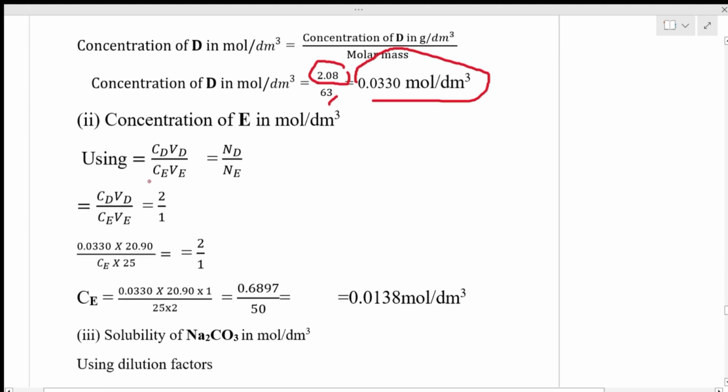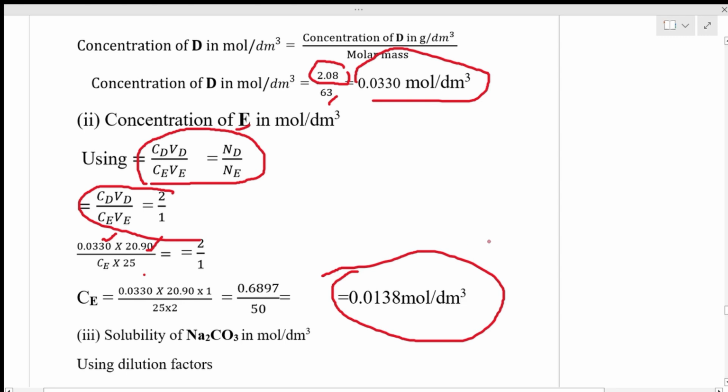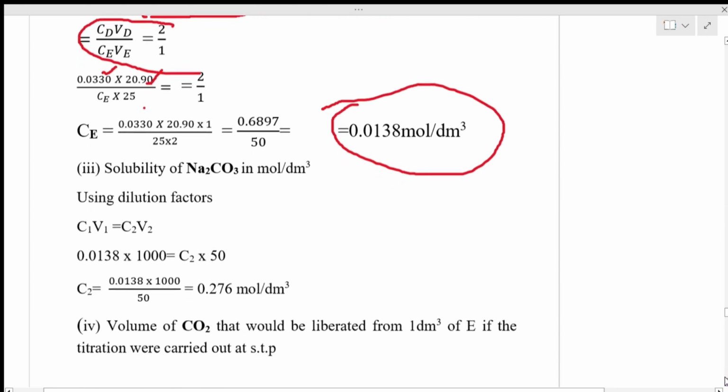All right, let's use this formula for calculating the mole per DMQ of E. Follow this mole ratio, substitute the value of D. This is our average value of acid used. Then at the end of the day, we have our value of E to be this. Okay, mole per DMQ. We have answered two questions. So let's quickly go into the third question.